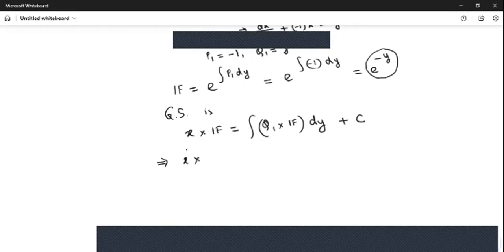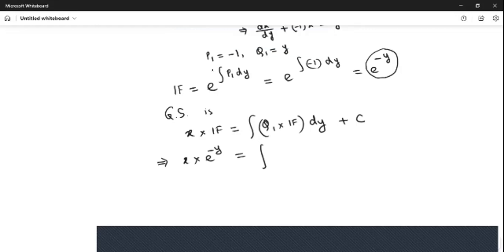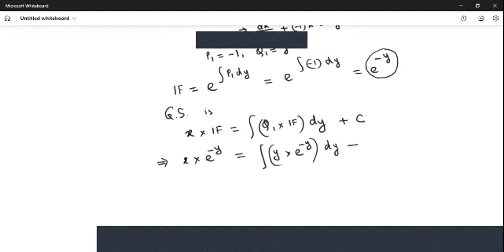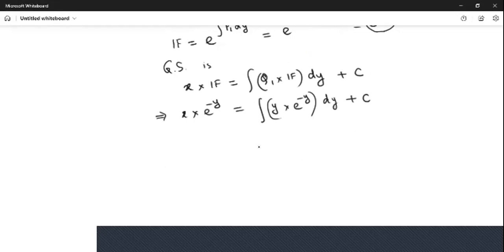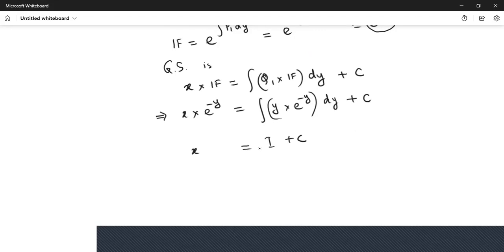So then x times the integrating factor e power minus y. So what is Q1, if you remember? Q1 is actually y, multiplied by the integrating factor e power minus y. Okay, so that is your dy, plus c. Okay. Then go ahead. So this integration you will just write as I plus c. So this is x e power minus y equals I plus c. Okay. Then go ahead.